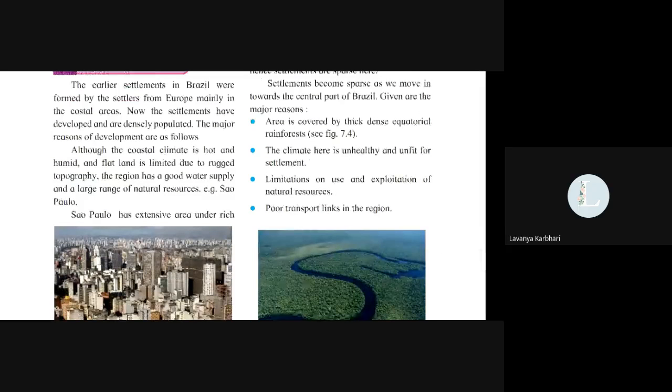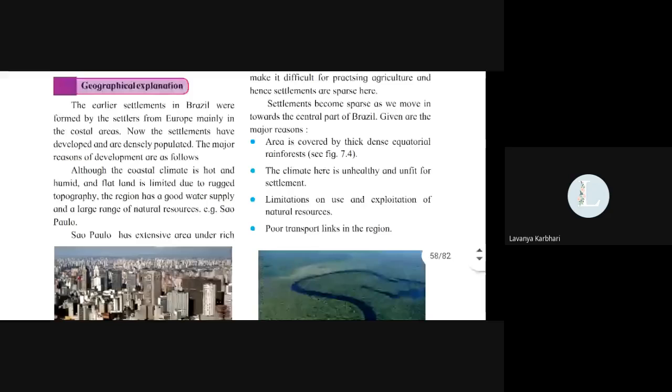Although the coastal climate is hot and humid and flatland is limited due to rugged topography, the region has a good water supply and a large range of natural resources. Example, Sao Paulo. तर मित्रांनो आपण बघितलं की कोस्टल जे काही क्लायमेट आहे ते थोडंसं हॉट आहे. इट इज समॉट वॉट अँड ऑल्सो ह्युमिड. Humidity is much more in that atmosphere at the coastal areas. Also, the flatland is very limited.